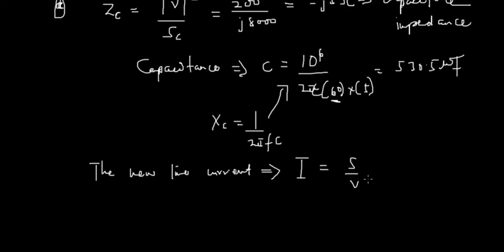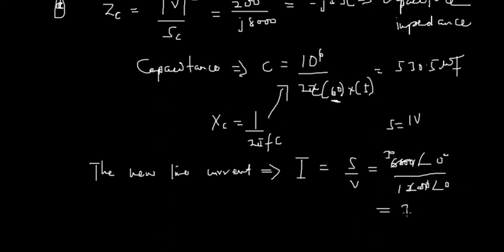S divided by V, from the initial formula. So let's proceed. We have S to be 6,000 with an angle of 0, and our V to be 200 with an angle of 0. When you compute this, this cancels that, this cancels that. 2 in 1, 2 in 60 is 30. So we have 30 with an angle of 0 degrees, and the current should be in amperes.